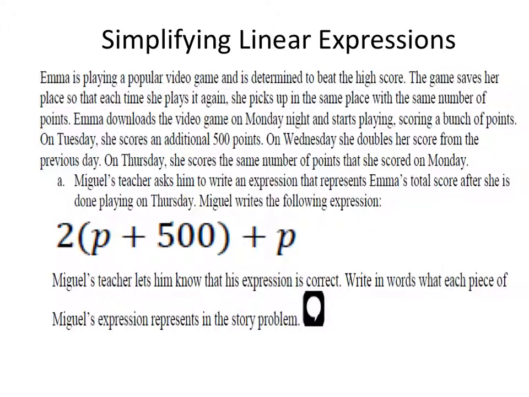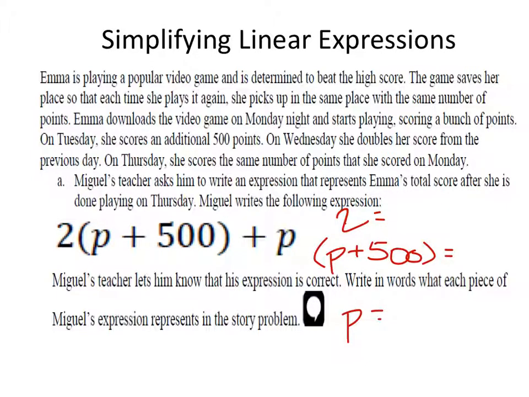Write in words what each piece of Miguel's expression represents in the story problem. Okay, well, here's what we got. We got this 2, and then we got this p plus 500 stuff. And then we got the p. So the 2, let's start first with p plus 500. Now remember that one of the key things in this problem is that it's saving her score every day. So what would p plus 500 represent?